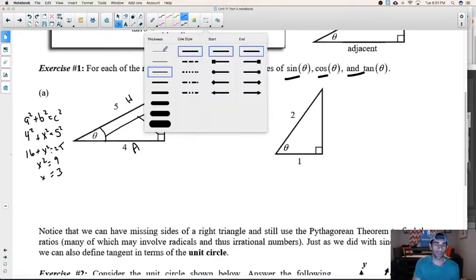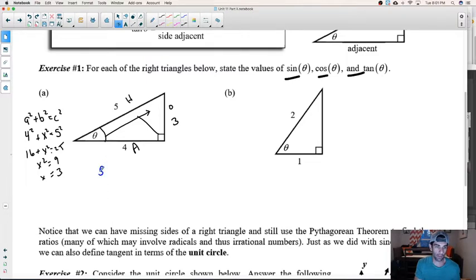Now if I was going to evaluate the three trig functions, the sine, the cosine, and the tangent function, the sine, opposite over hypotenuse, would be 3 over 5. The cosine, which is the adjacent over hypotenuse, would be 4 over 5. And then the tangent function would be opposite over adjacent, which would be 3 over 4. Okay, so there you go. There's your first one there.